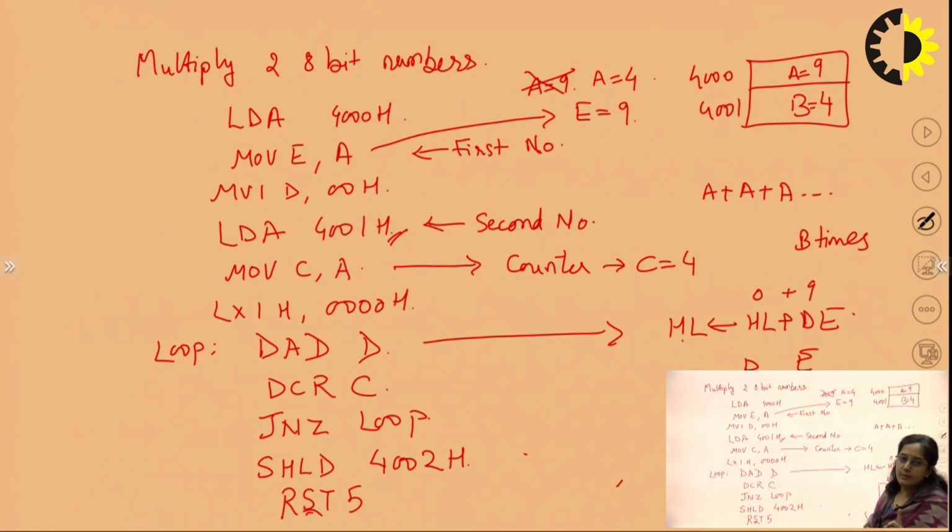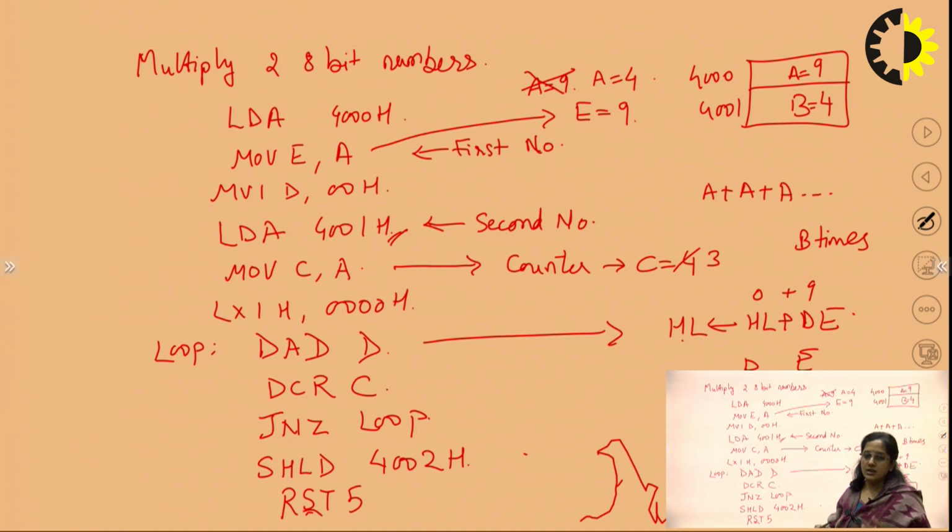First addition is performed. So C will be decremented by one value, C becomes 3. Next addition 9 plus 9, again C will be decremented by 1, 2, again 9 plus 9, third time, 1, fourth time, it will become 0 and we will come out of loop. The result after addition will be stored in HL pair.